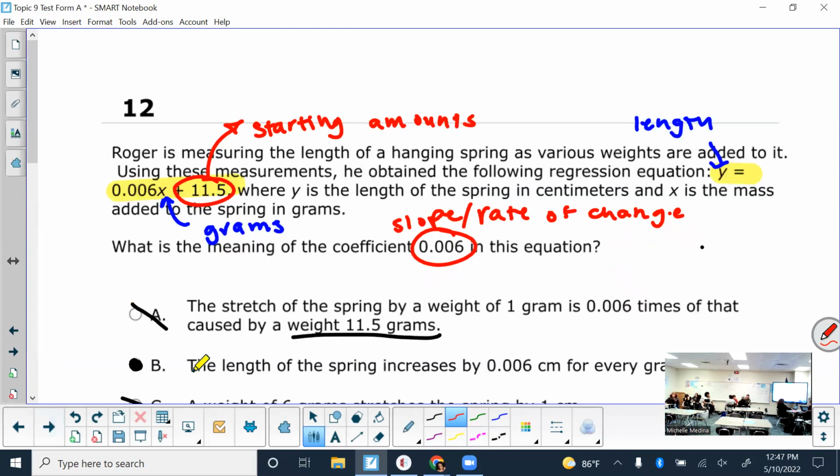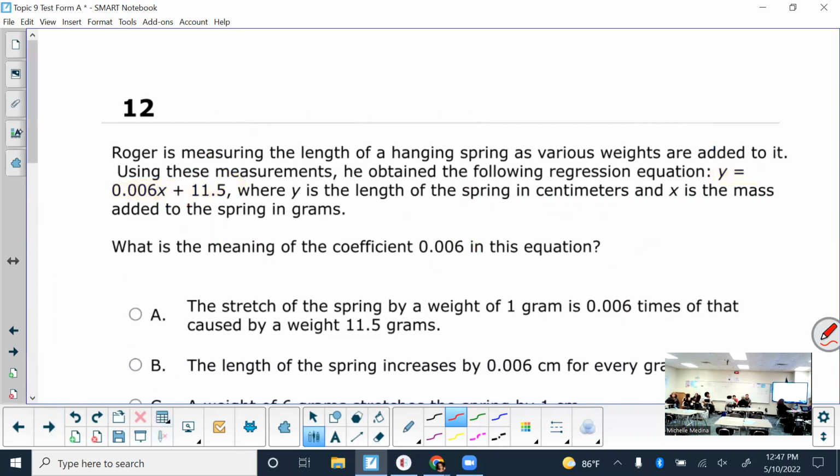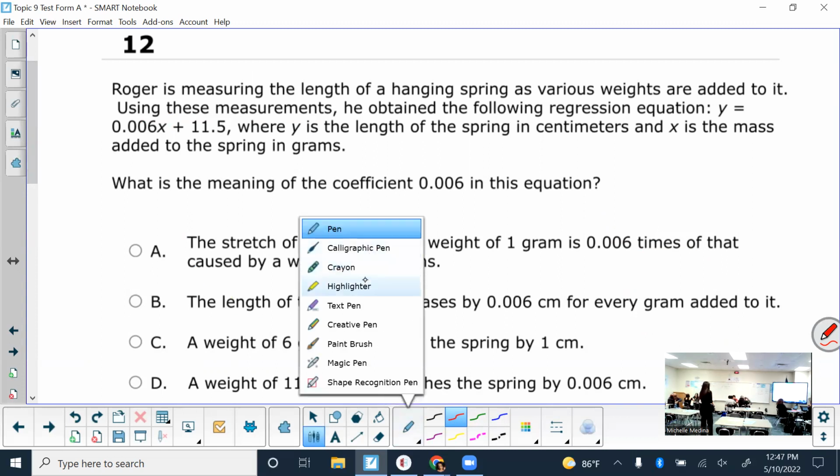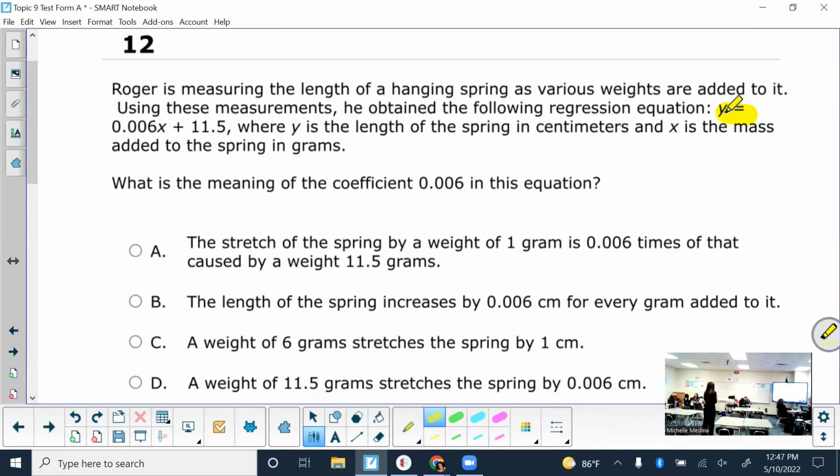All right, so this one. Roger is measuring the length of a hanging spring as various weights are added to it. Using these measurements, he obtained the following regression equation. I'm always going to highlight the equation because usually we have to use it. Notice it's also in y equals mx plus b form. And it says that y is the length of the spring and x is the mass in grams.